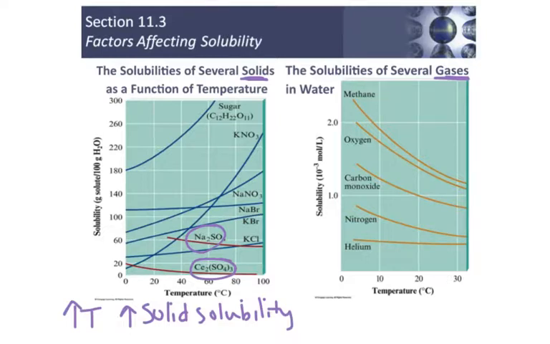Gases, however, are the opposite. If you increase the temperature of a solution that has a gas, you're going to decrease the gas solubility. This is because as you increase the temperature, those gas molecules are going to spread out more, so they're less dense, so they're going to leave the solution. Kind of like the opposite of when we talked about the pressure.